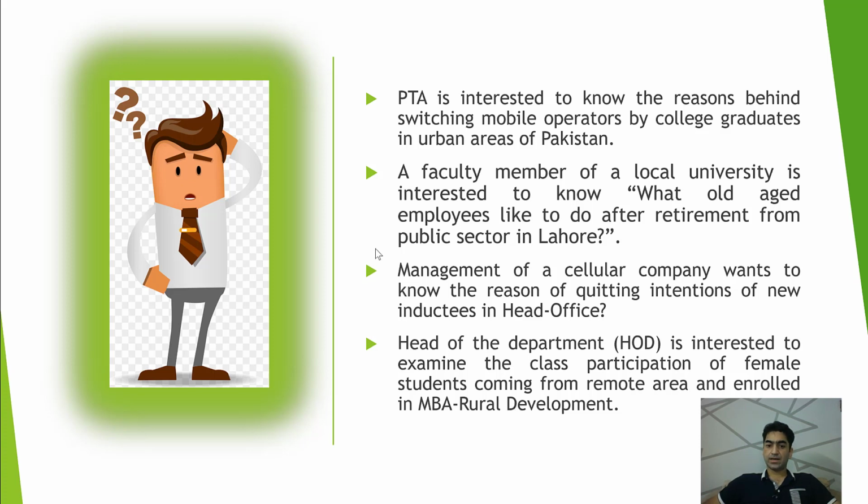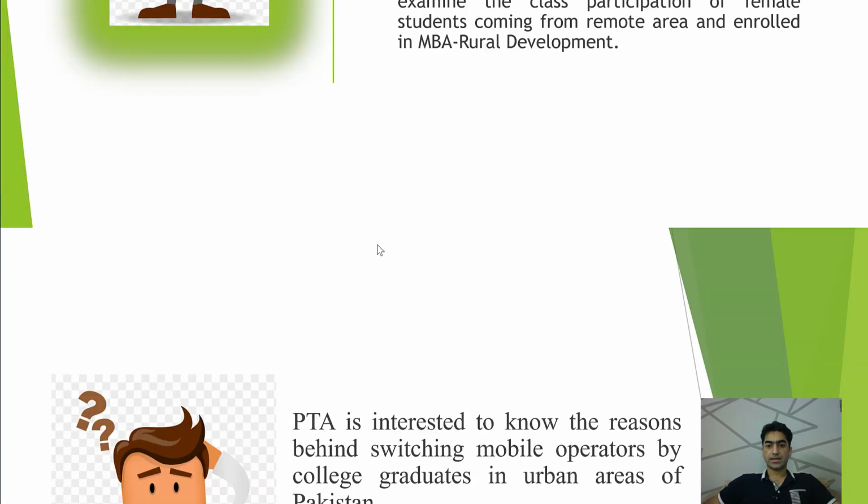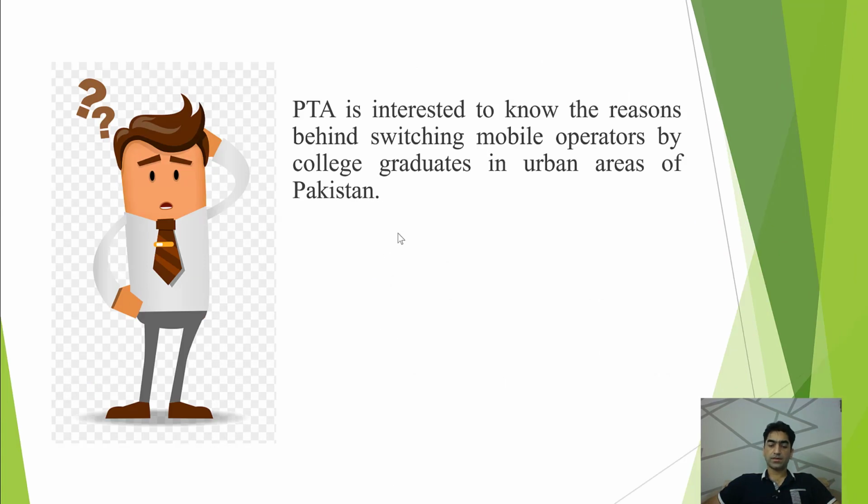So basically it's an exercise. You have to first test your knowledge for this unit. PTA is interested to know the reasons behind switching mobile operators by college graduates in urban areas of Pakistan. You have to figure out a researcher, who's the researcher, what is the objective of the study, and what is the population. And you have 30 seconds to think over it.